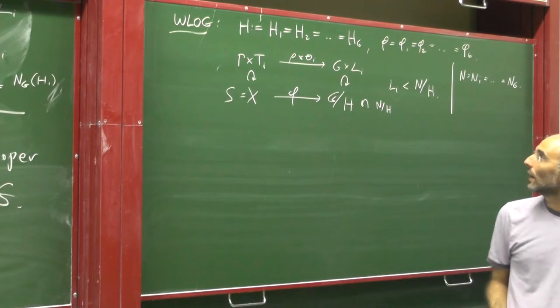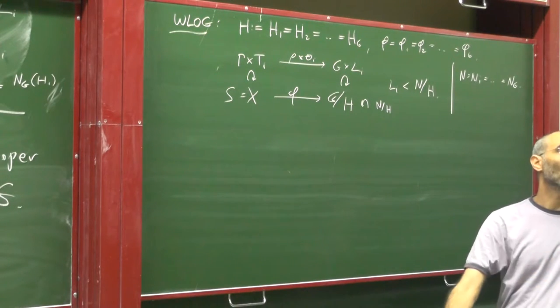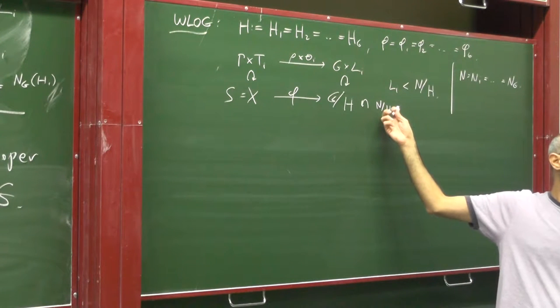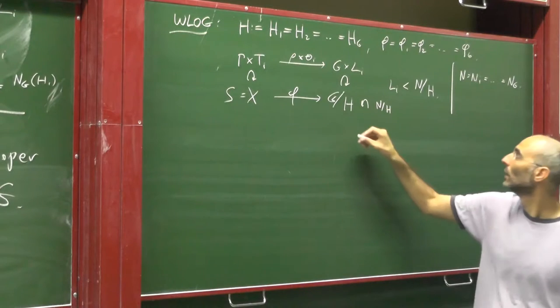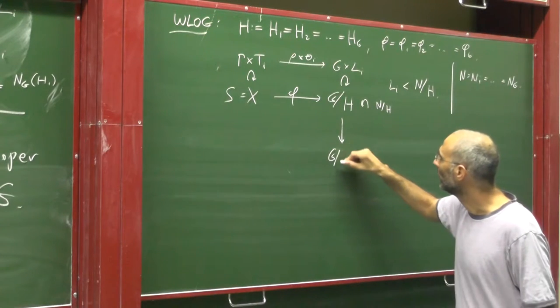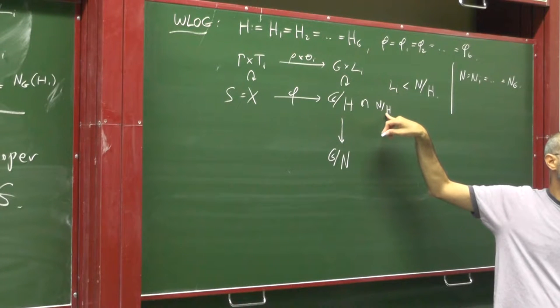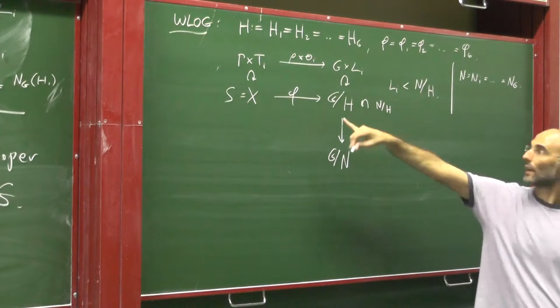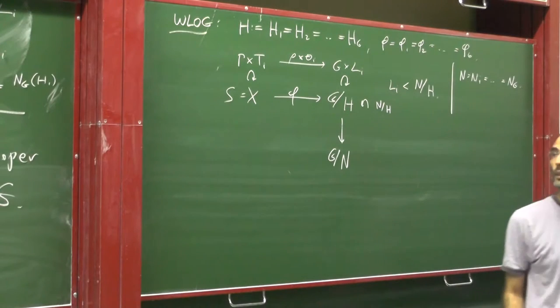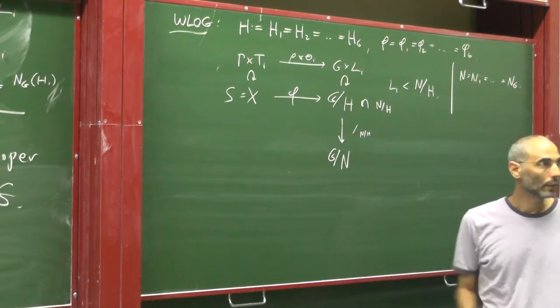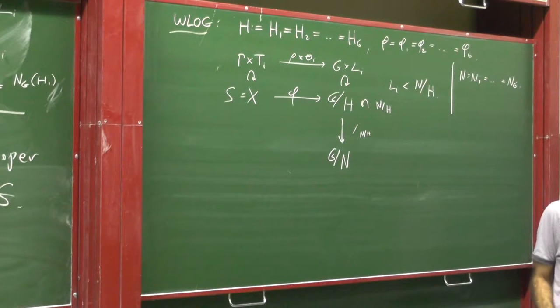And let's divide out all the Li actions. Let's mod out this group now. Okay? Let's go to G mod N. This is the orbit space of that action, commuting with this G. G, which was acting on the left, still acts here. This is mod N mod H.